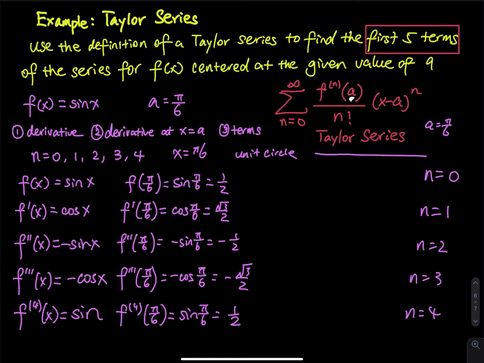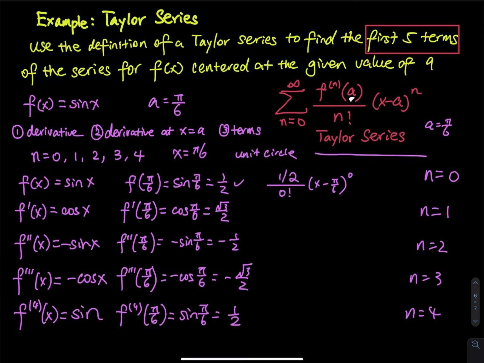So for the first one, in the numerator, what do we have? We have the derivative when x is equal to a, so that means we have to bring the 1/2 on top. The denominator is n factorial, which is 0 factorial, and 0 factorial is equal to 1. And then we have x minus a, where a is equal to pi over 6, and then you raise that to the 0 power.